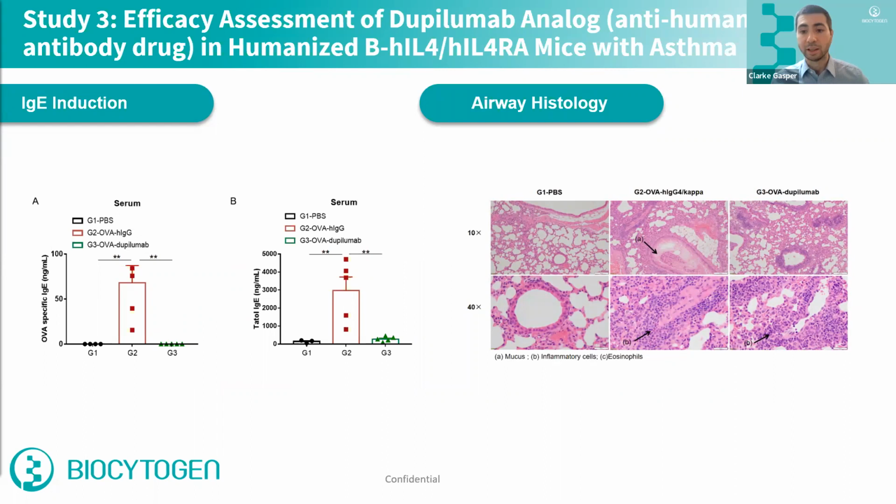And so lastly, on the left, Dupilumab treatment reduced serum IgE levels, and with the H&E staining on the right, it indicated that the pulmonary airway had reduced levels of mucus production and infiltration of immune cells. And so these results demonstrate that ovalbumin can successfully establish the asthma model in our double humanized IL-4 mice, and that this model can be used to evaluate the efficacy of novel IL-4 targeting drugs.